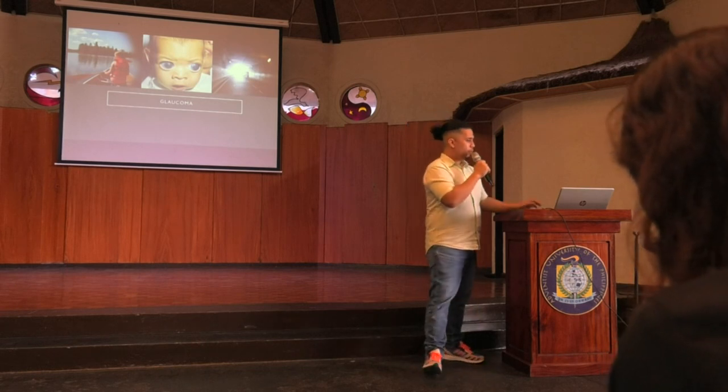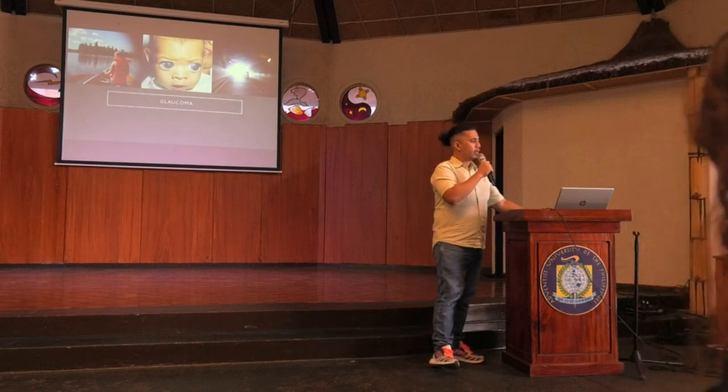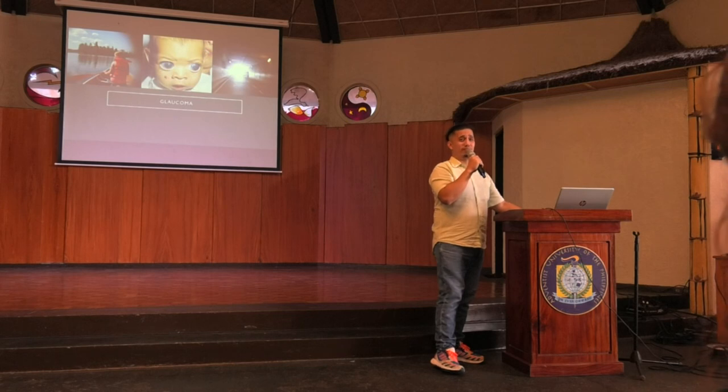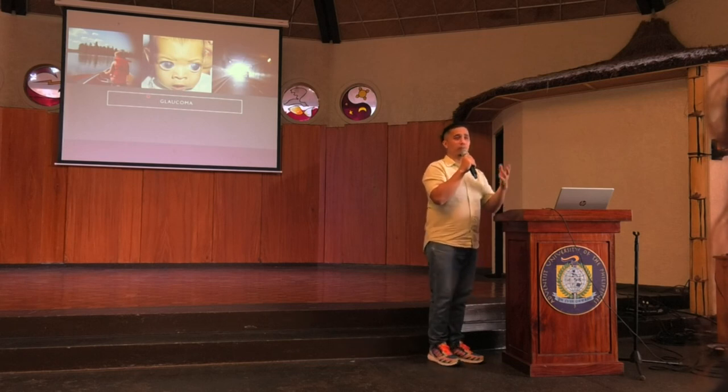Right? Doc, what about children? Okay, there is what's called congenital glaucoma. Right after the child is born, the pressure of the eyes is already high, and that might again lead to visual impairment or blindness.